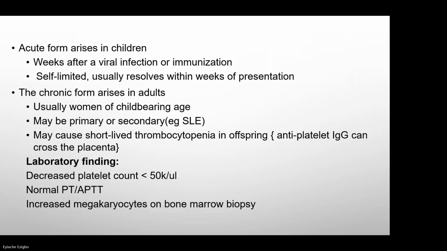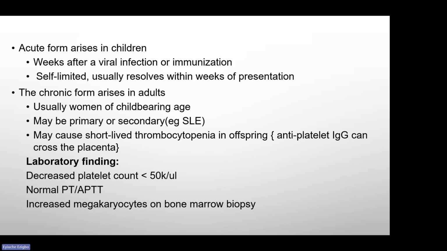The acute form of ITP can arise in children weeks after a viral infection or immunization. It is self-limited and can usually resolve within weeks of presentation. The chronic form of ITP arises in adults, usually women of childbearing age. It may be primary or secondary due to SLE, and may cause short-lived thrombocytopenia in offspring.